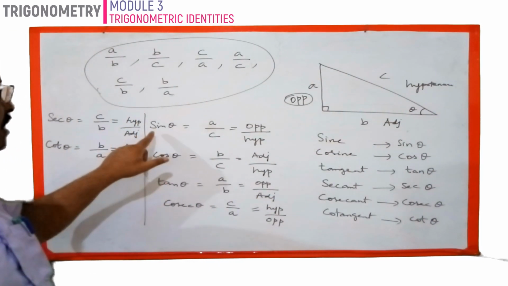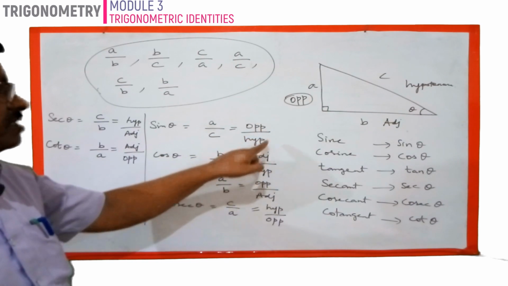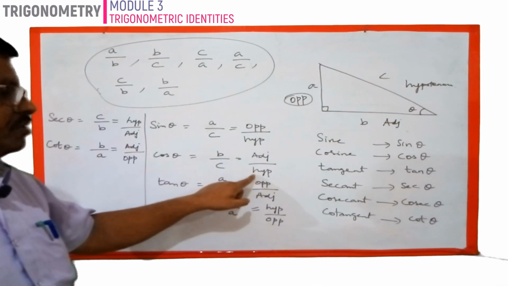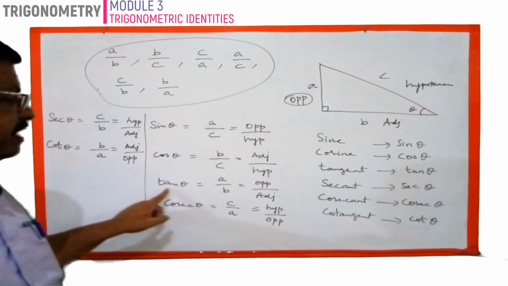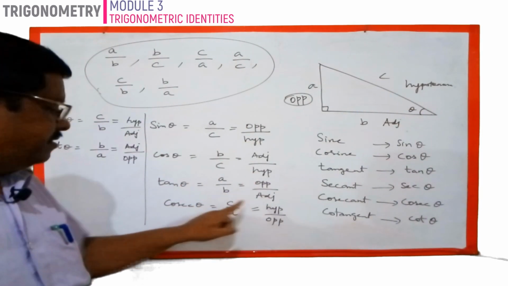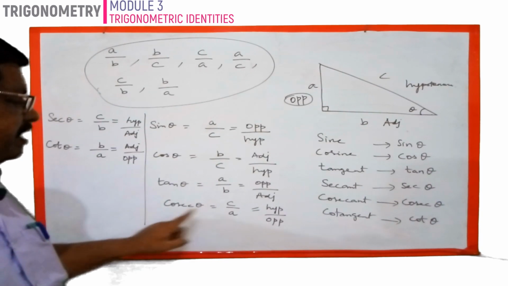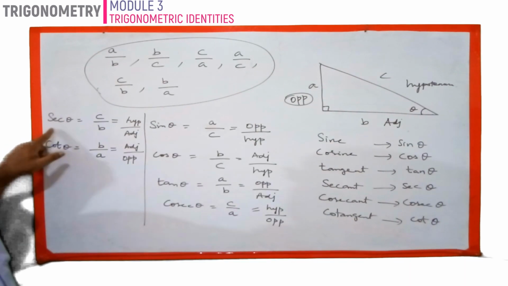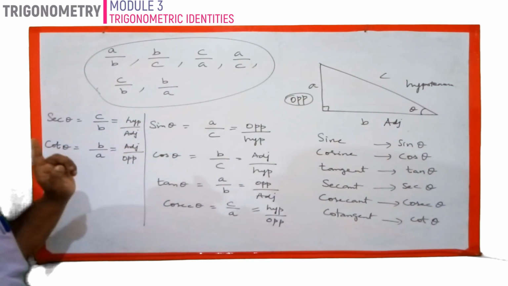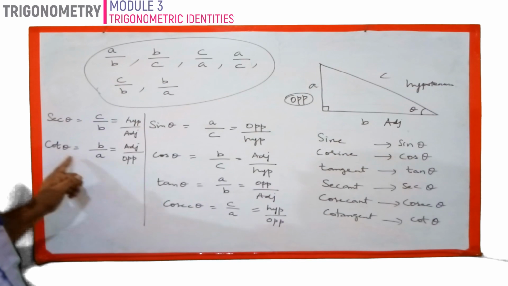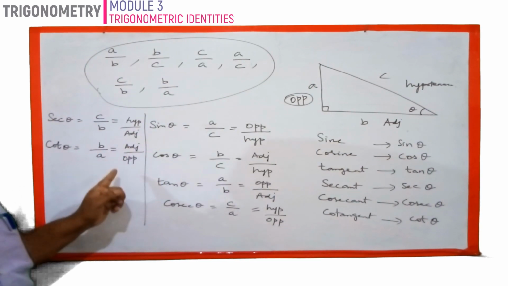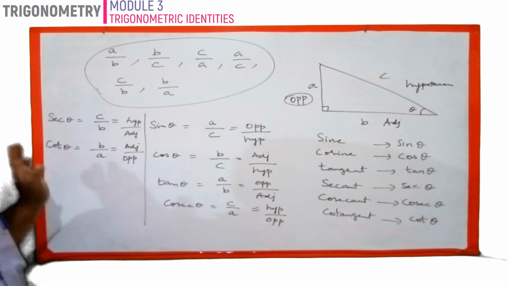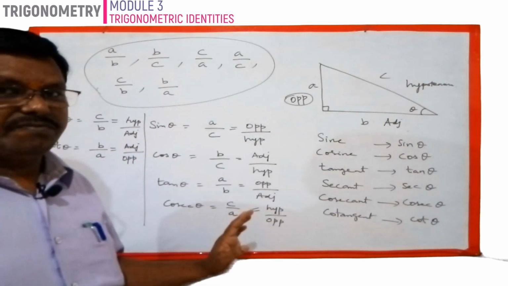I repeat again, sin theta is defined as opposite side by hypotenuse. Cos theta is defined as adjacent side by hypotenuse. Tan theta is defined as opposite side by adjacent side. And cosecant theta is defined as hypotenuse by opposite side. And secant theta is defined as hypotenuse by adjacent side. Cot theta is nothing but adjacent side by opposite side. So like that we are defining all the 6 different trigonometric ratios.